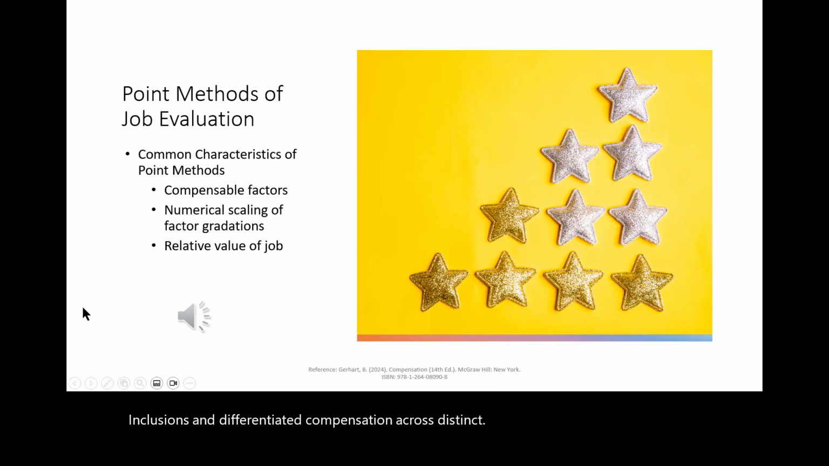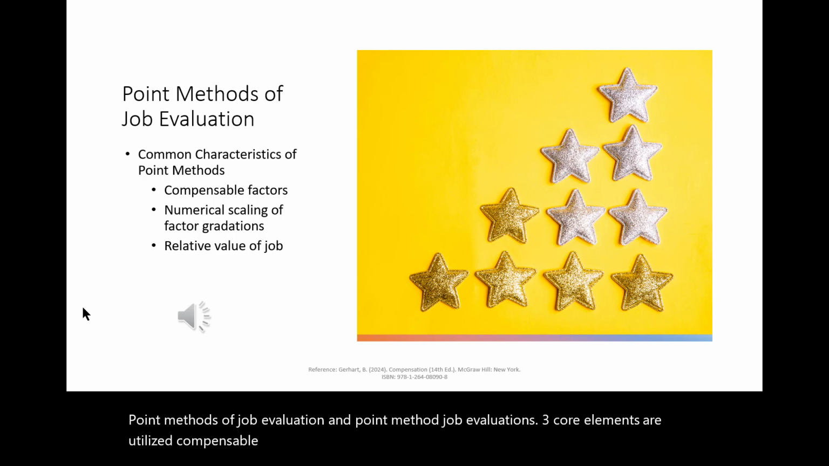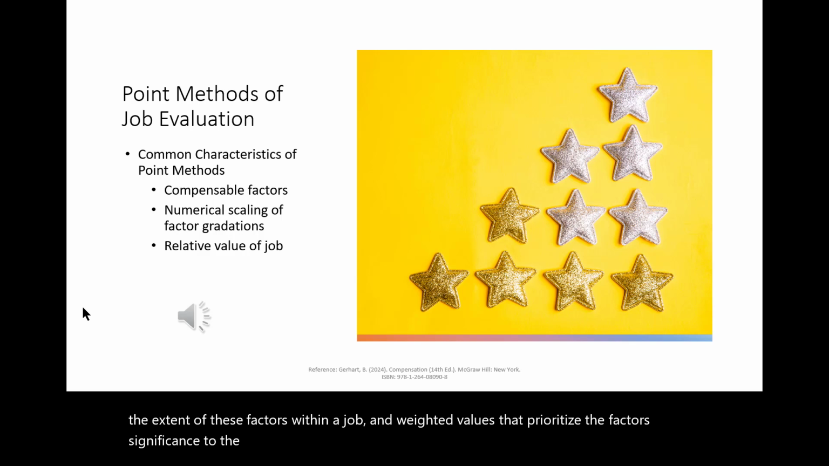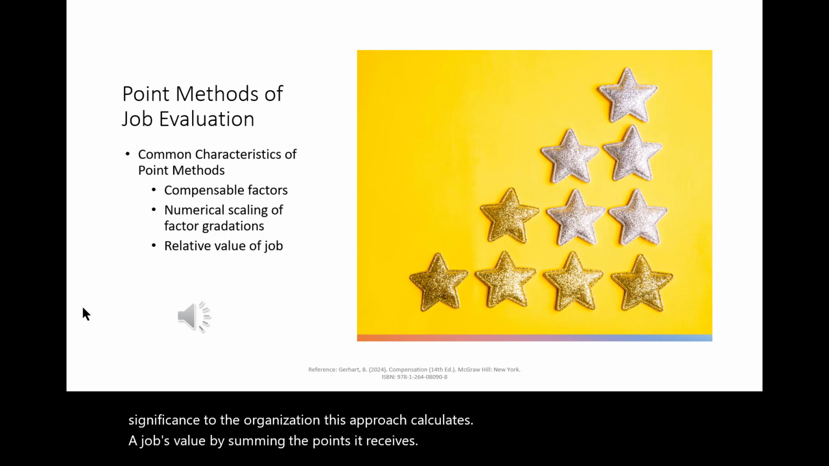Point methods of job evaluation. In point method job evaluations, three core elements are utilized: compensable factors that are essential for the role, a numerical scale that measures the extent of these factors within a job, and weighted values that prioritize the factors' significance to the organization. This approach calculates a job's value by summing the points it receives across these factors.